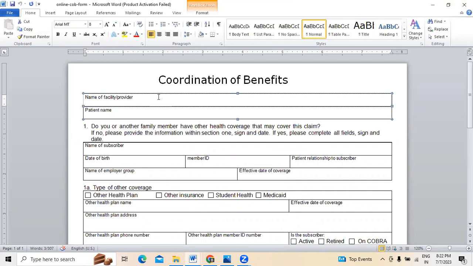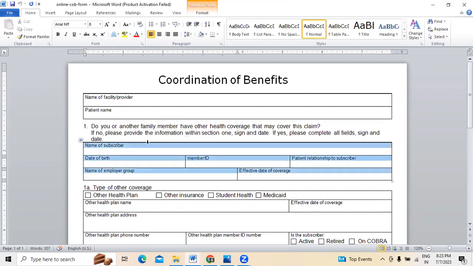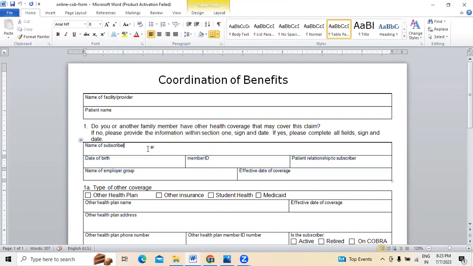So this is COB, generally the coordination of benefits form. Here we have to mention the provider details, as I told you some time back. At the same time, we have to mention the patient details as well. Followed by the patient details, we have to mention the subscriber. Followed by the subscriber details, we need the date of birth, member ID and everything. At the same time, here we have to mention the relationship with the patient.